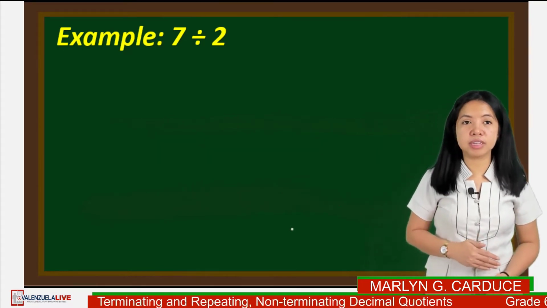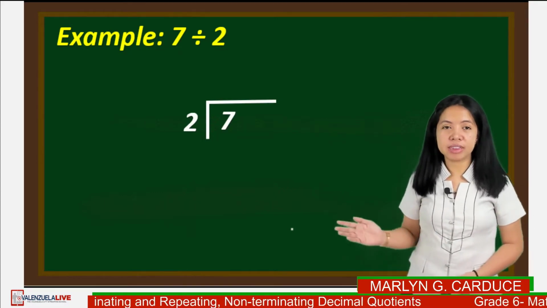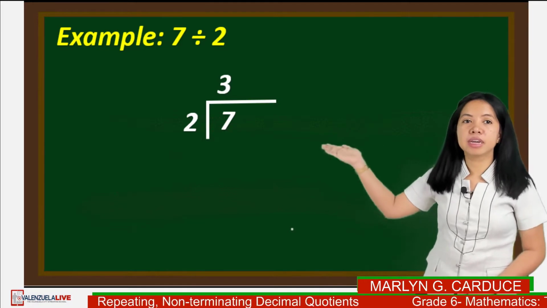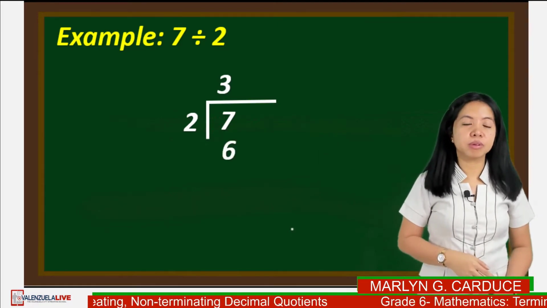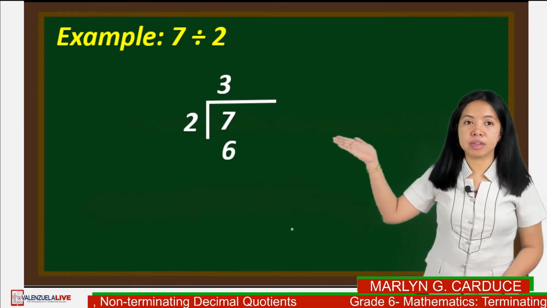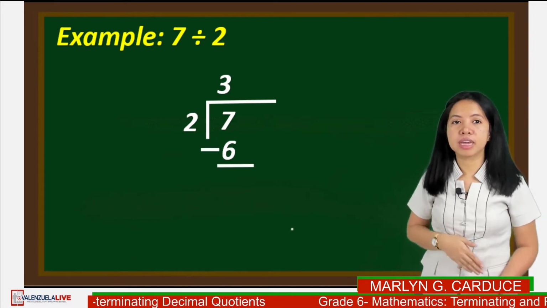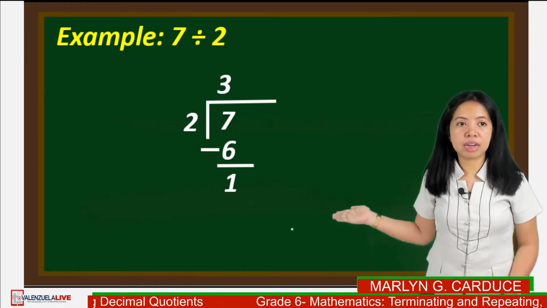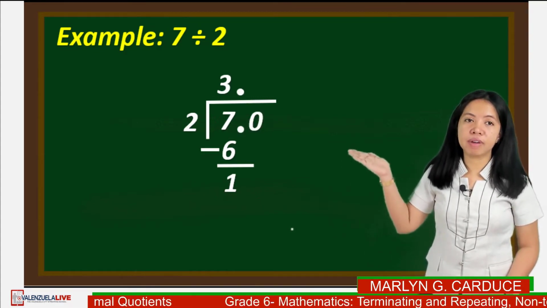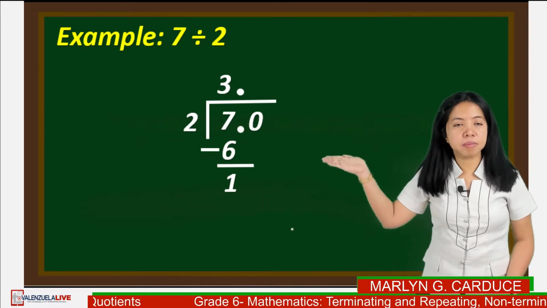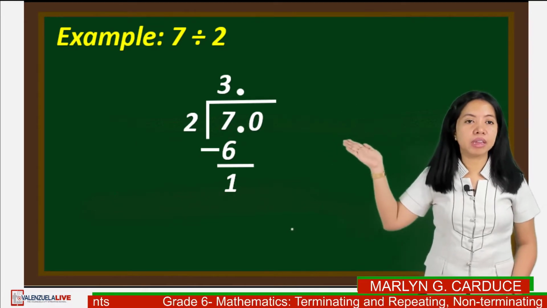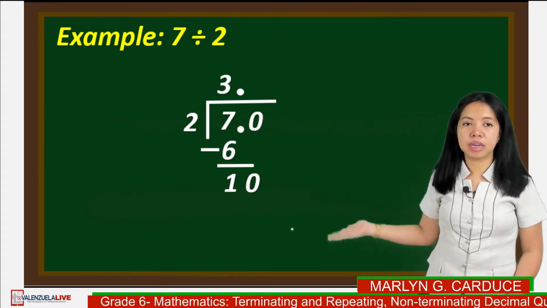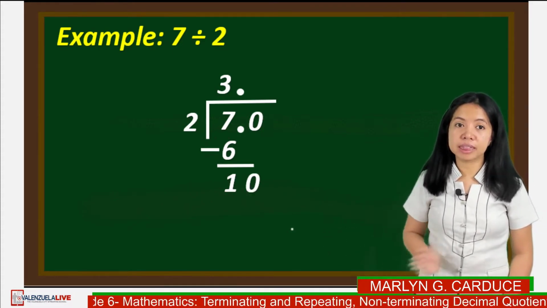So let's start dividing the numbers. 7 divided by 2 is 3. And then let's multiply 3 and 2. So the product will be 6. And subtract 6 from 7. And the difference will be 1. Since we still have a remainder, we will write a decimal point, and also above it, and also 0 after the decimal point, and then bring down, and it will give us 10.